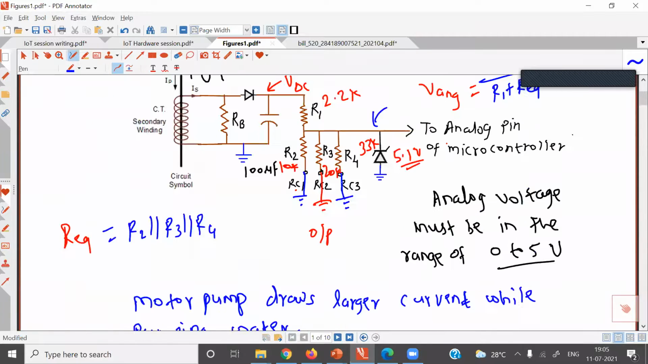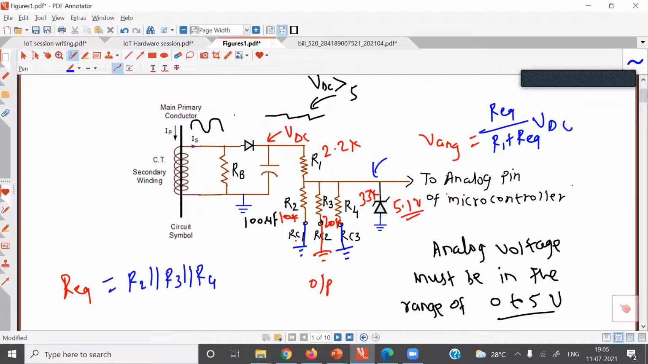Another possibility: like in the first circuit, we are using a diode here. As we are putting a diode here, there is a drop of 0.7 volt. In actual current measurement, this drop is not allowed. So you must use another signal conditioning circuit using an operational amplifier, a precision rectifier. However, for dry run condition, without an op amp, with the help of this simple circuit, we can sense the dry run condition.